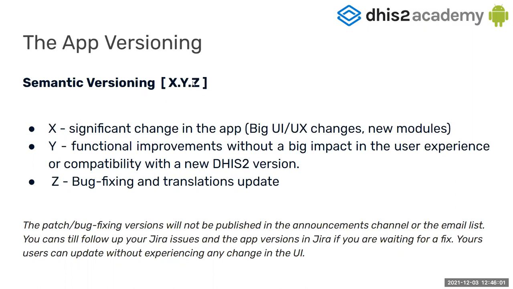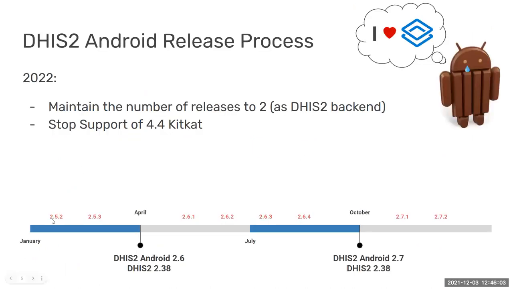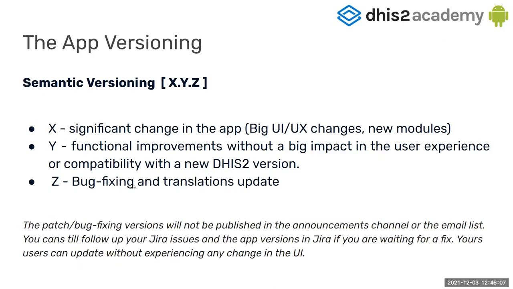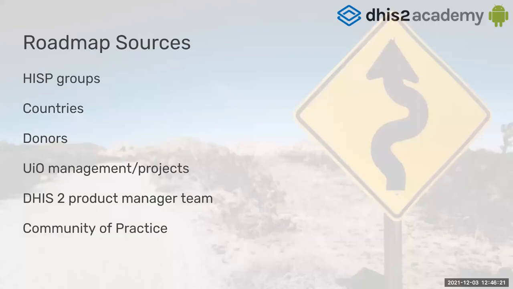We call them patch versions, like 2.5.2 and 2.5.3. For those, you don't really need to train your users; they only fix problems, let's say. We announce all these releases in the community, and we keep track on Jira. So please join the community and Jira to follow the progress of the Android app.